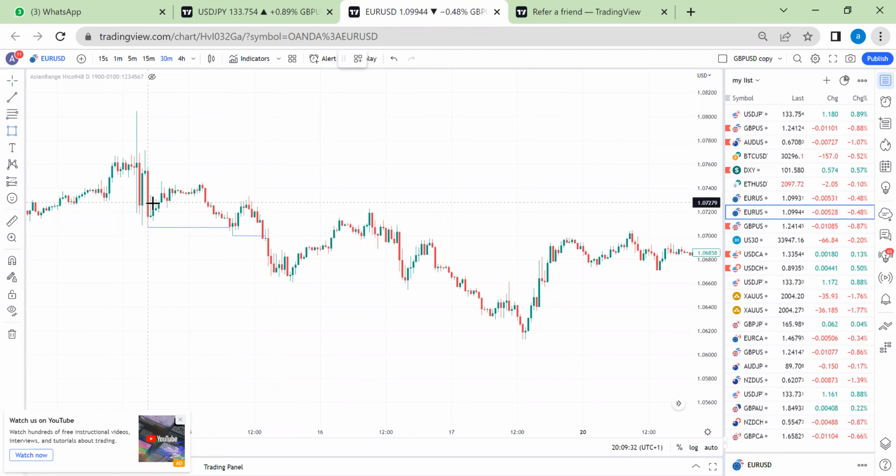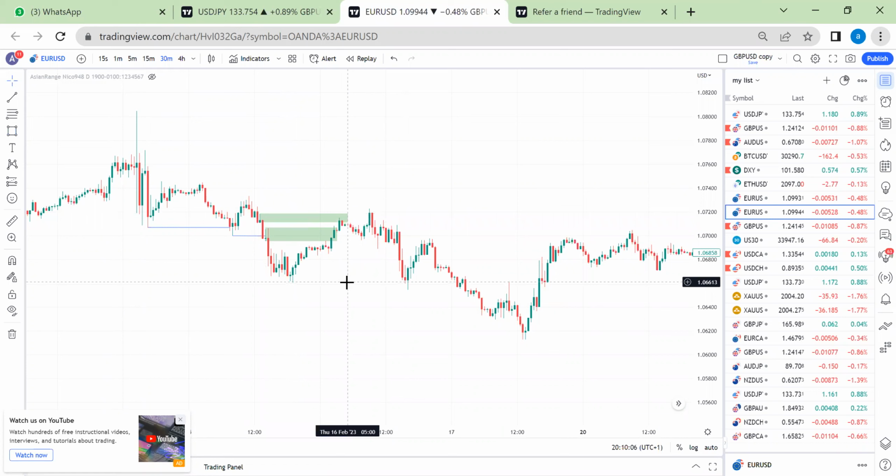Price tapped into first, using this order block right here as liquidity. This is like an order block. Let me just draw it fully. It's an order block right here, because look, it was used as liquidity to tap into this one, right? It was used as liquidity to tap into this one.